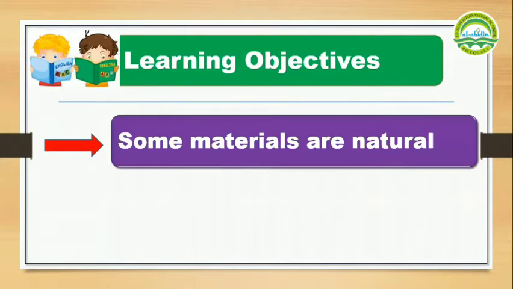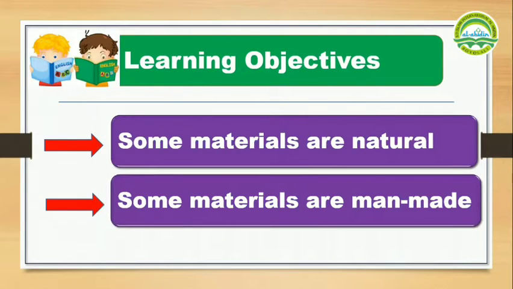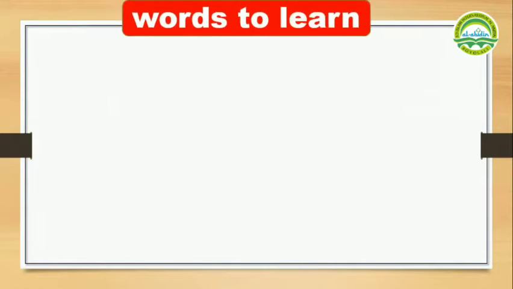Some materials are natural and some materials are man-made. Today we discuss different types of materials that are natural and man-made. There are two types of materials: natural, that come from nature, and man-made, that man produced, that man created. So let's talk about more.